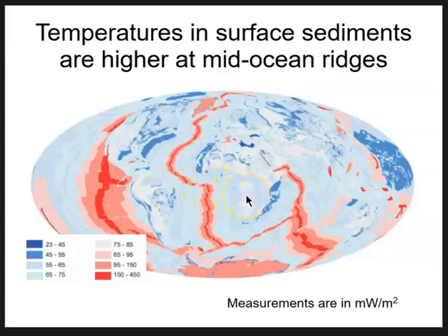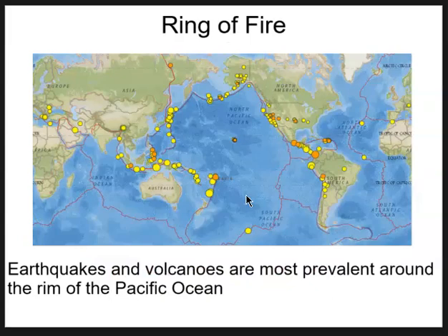We can also look at the patterns of where volcanoes and earthquakes occur. For example, the Pacific Ocean is often referred to as the Ring of Fire because there are volcanoes and earthquakes that basically line the whole outer part of the Pacific Ocean. And again, that's indicative of there being actual convergent or divergent or transform fault boundaries there.